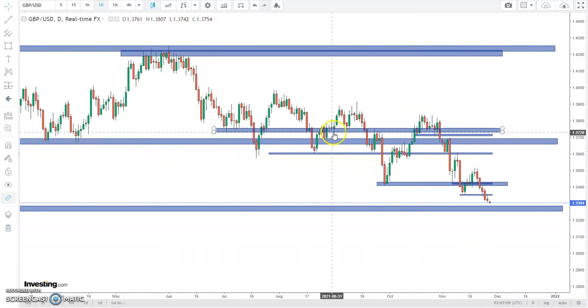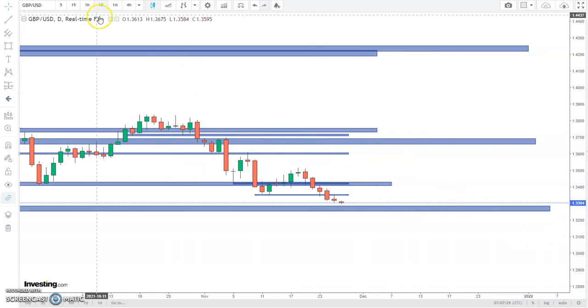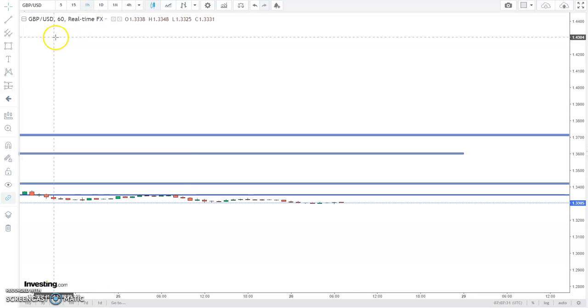When we have a look at price, price is very bearish at the moment. Why would you want to buy price right now? You would want to sell. So if we're going to do anything with GBP USD as of the 26th of November 2021 at 7 minutes past 9, if you're going to do anything, you would want to sell. So that's resistance and support.